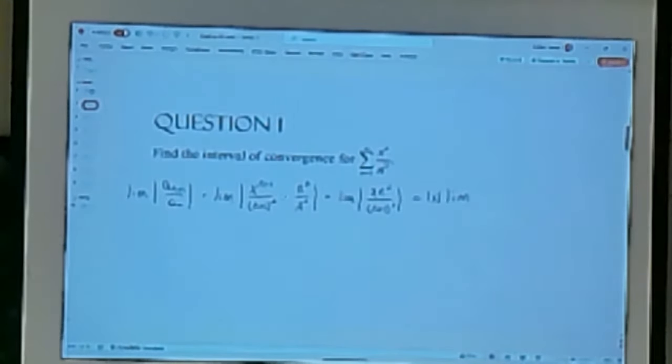What's that limit? It's 1. So we're left with the absolute value of x. Where did this limit come from? Because it's not a limit I just pulled out of thin air.